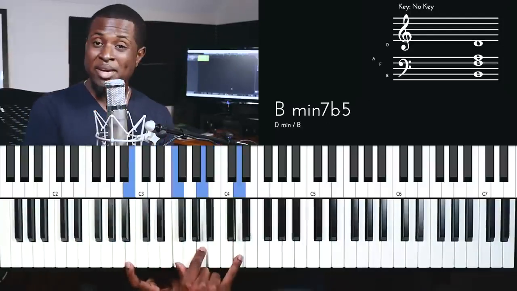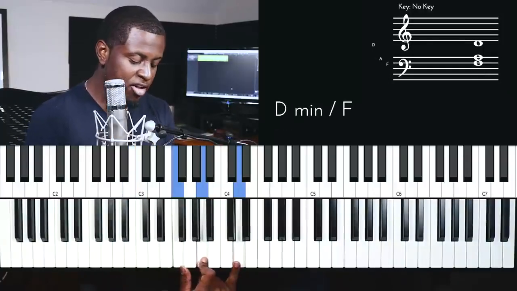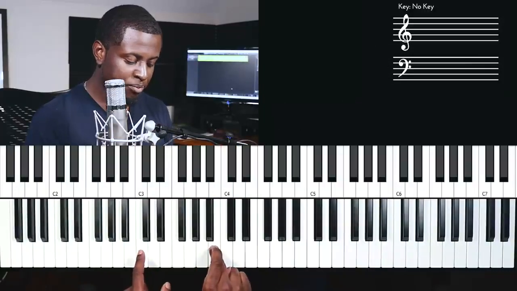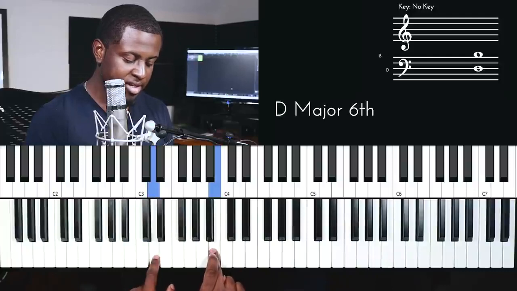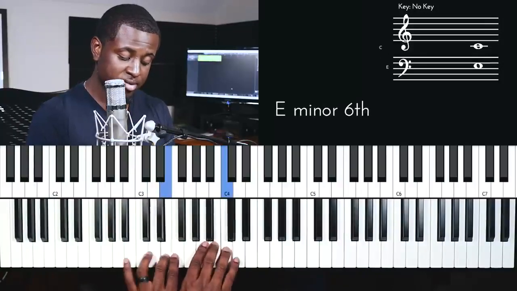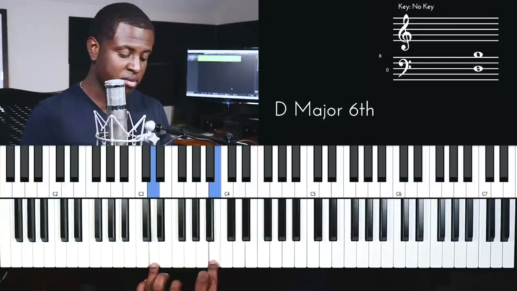So what I mean by that is this. Okay, so we have a B diminished chord here, okay? What I'm gonna do is I'm gonna take a couple of notes out of that B diminished chord, and I'm going to play just the B and the D, okay? And I'm gonna walk up the scale with those notes. Okay, so that's the first part of my little lick.